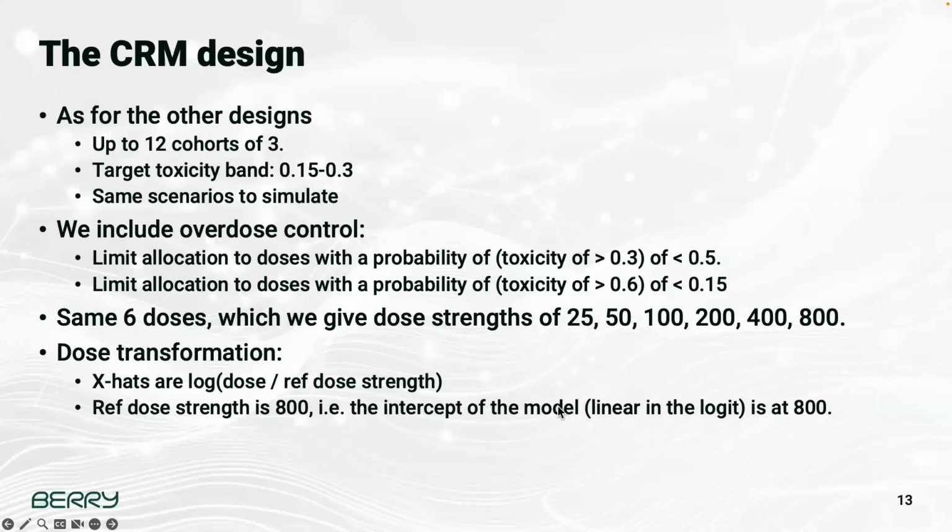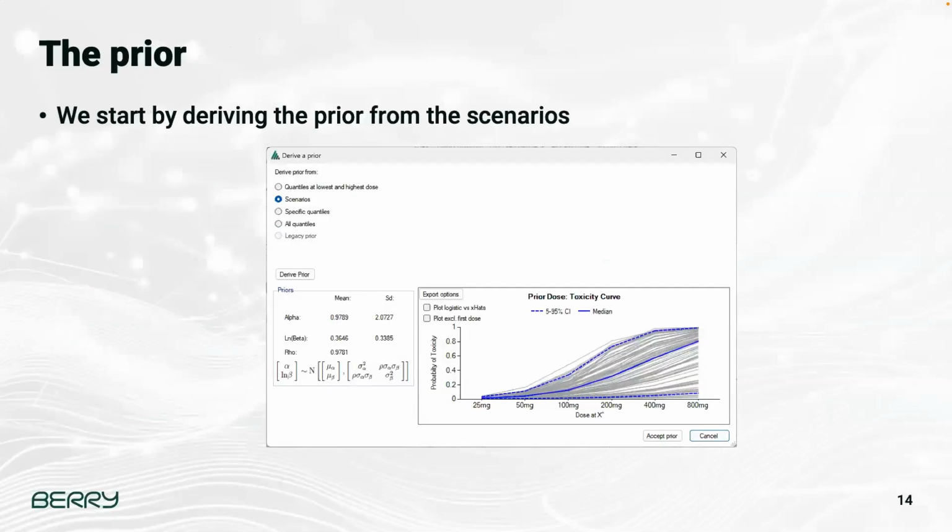So the intercept of our Bayesian logistic regression is linear in the logit space. We're going to set that intercept at the dose strength of 800. And at that dose strength, the slope parameter isn't going to matter, and only the intercept, the alpha parameter, will matter.